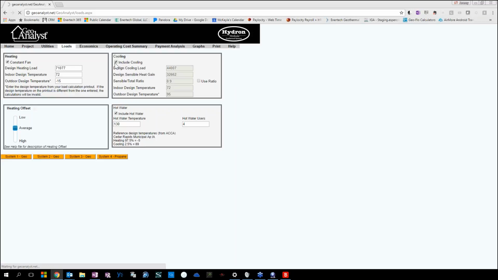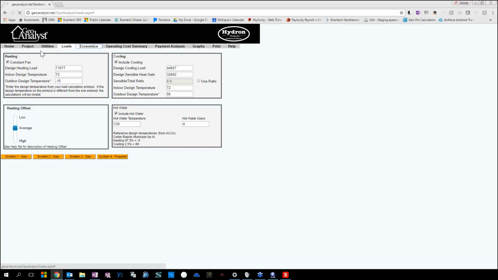If you had some kind of farm shop or job that was only a heating project, you could uncheck that cooling box and then you'd only calculate the heating numbers. Same thing for hot water, but on this project I do want to include hot water, and my temperature would be about 130 with 4 users.